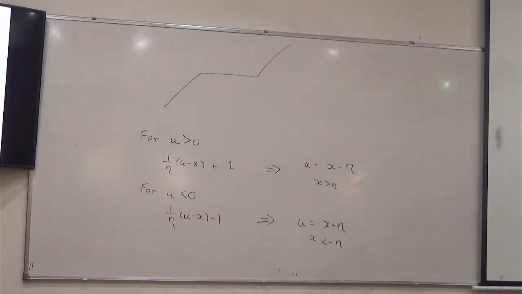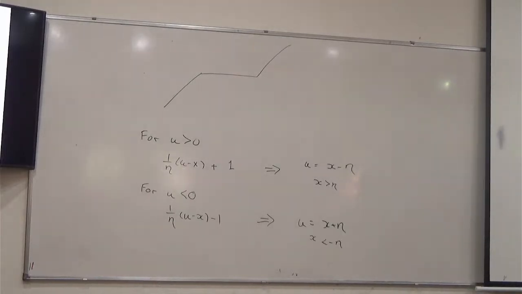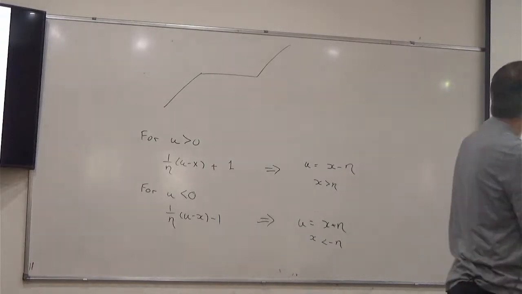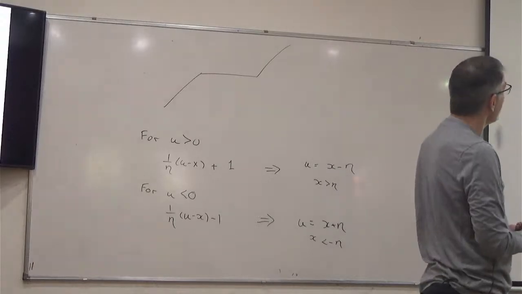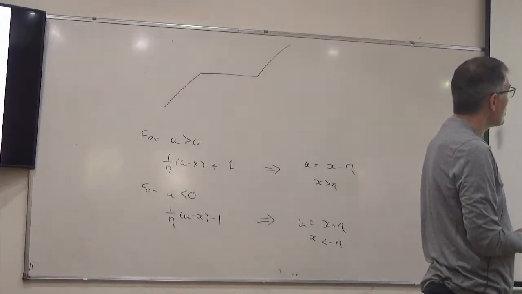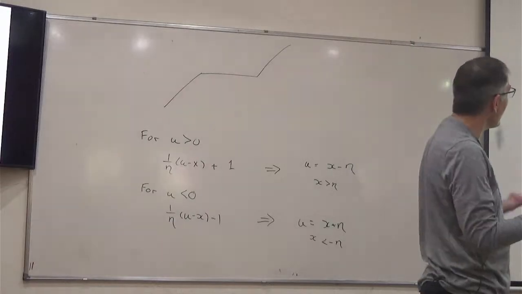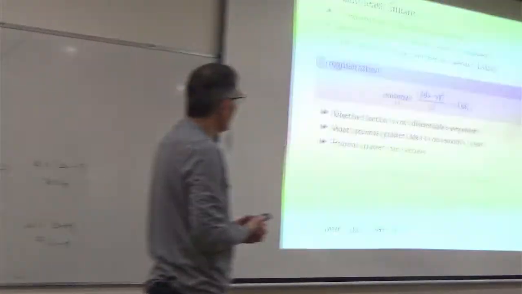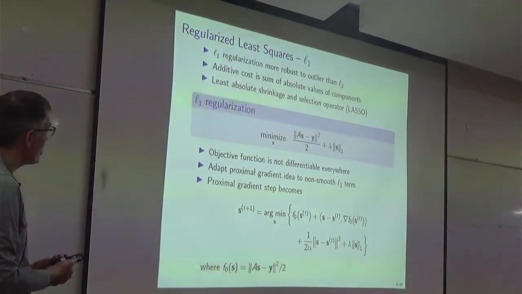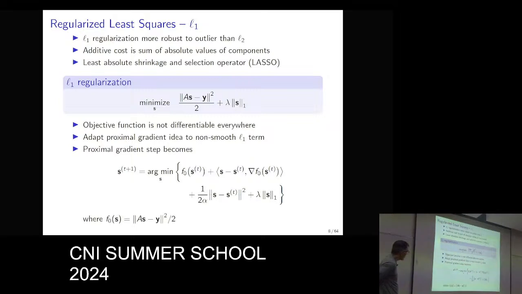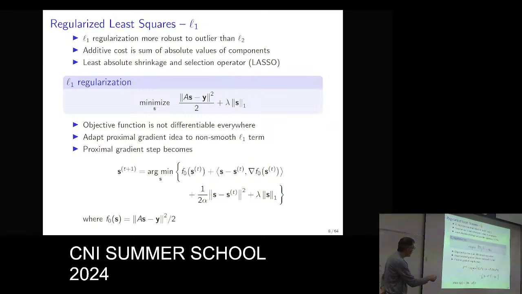Now we look at it here. It's going to be a shifted high-dimensional version of the same problem. So let's go through this. So we have an L1 regularization. So that's typically more robust to outliers, for instance. And the additive cost is the sum of the absolute values of these components. So this is our problem. And again, the minimization here runs over both summands.